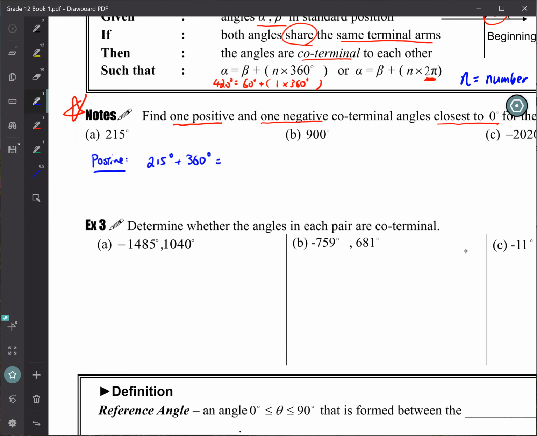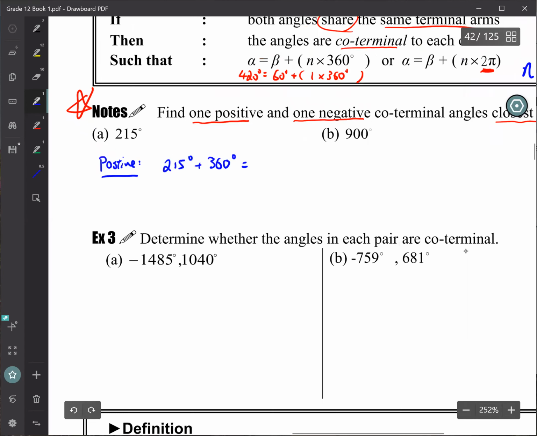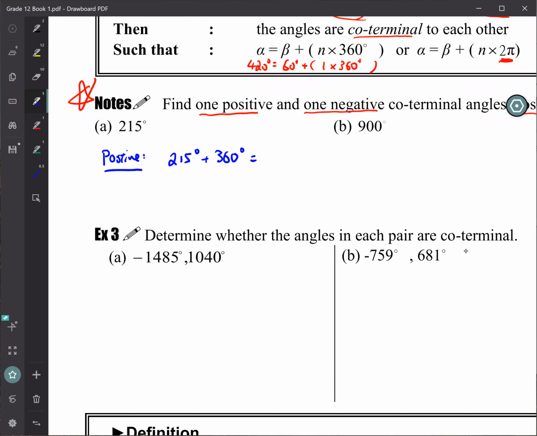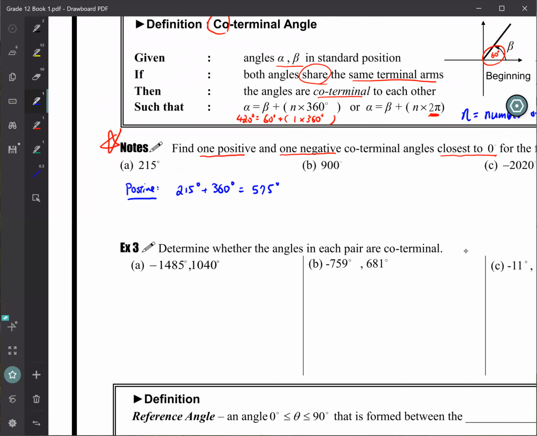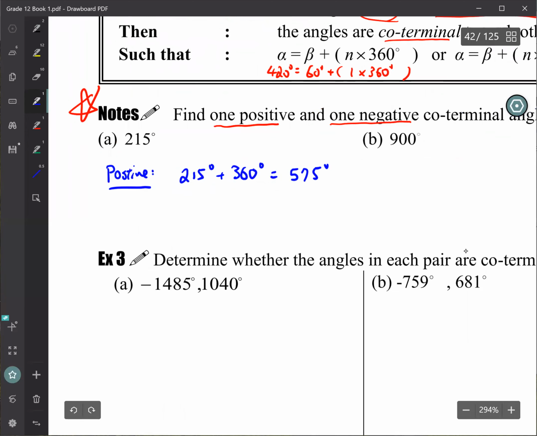Sorry, my mic couldn't pick it up for a second. Yep. How big is it? 575 degrees. Yep, 575 degrees. So this will be the coterminal angle. So you won't use 215. You have to find another one that is close to 0. If you add another 360, it's still coterminal, but it's not the one that's closest to 0. The answer key that I have for the homework is the one that's closest to it. So make sure you get the one that's not too big.